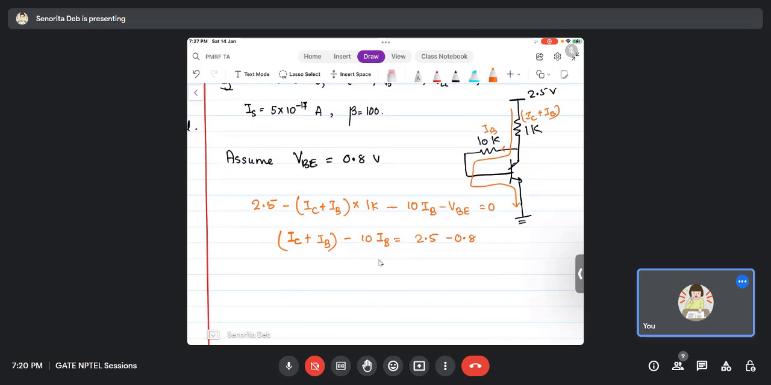So IC plus IC by 100, plus 10 times IC by 100 equals 2.5 minus 0.8, which is 1.7. Now tell me what is the IC you are getting. You understood, right? We assume VB and then we put it into KVL. So mistakenly I wrote the exponential formula. That is not correct. We will use the exponential formula later again to verify VB.